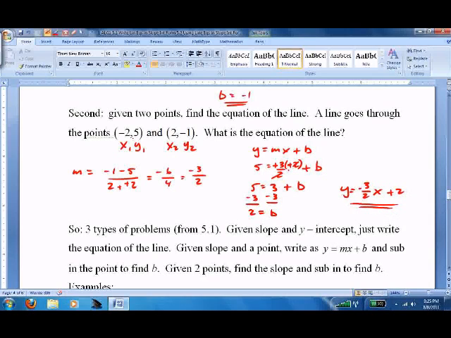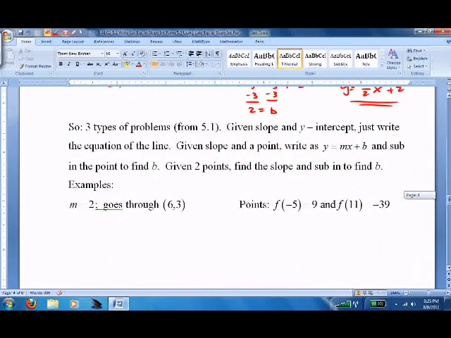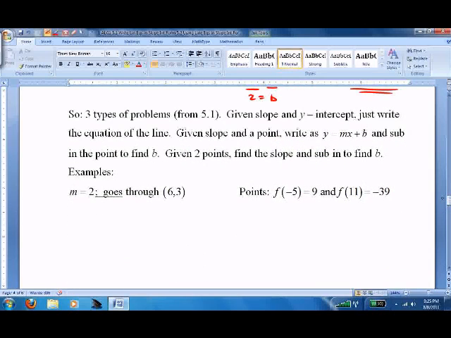Check my work. Negative 2 times negative 3 halves is positive 3 plus 2 is 5. Perfect. This one checks. 2, 2's cancel. Negative 3 plus 2 is negative 1. Works.